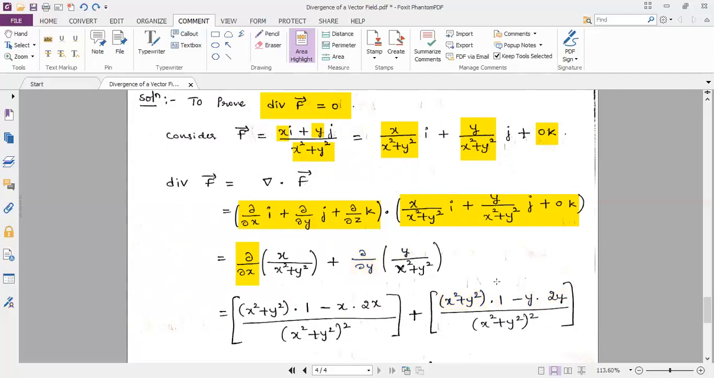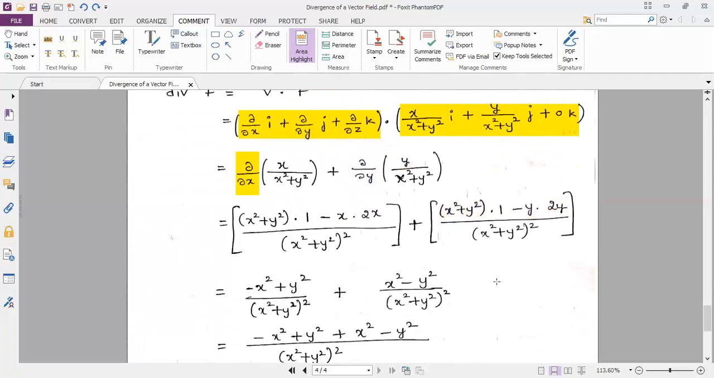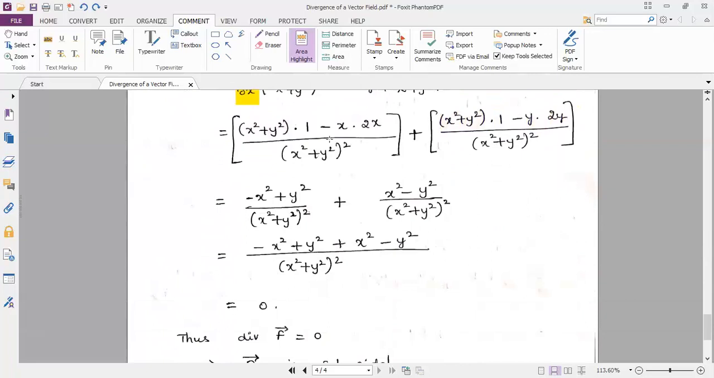Simplifying this, we get (x² + y²) − 2x², which will lead to (−x² + y²), divided by the denominator as it is, plus (x² + y²) − 2y². So y² − 2y² will lead to −y². So we get (x² − y²) divided by the denominator as it is.